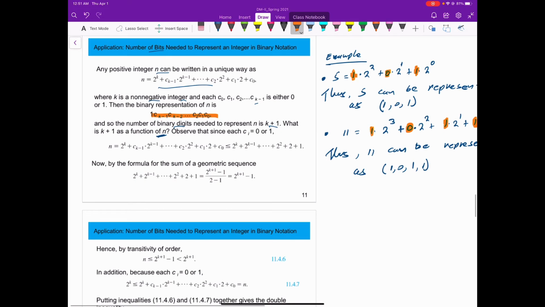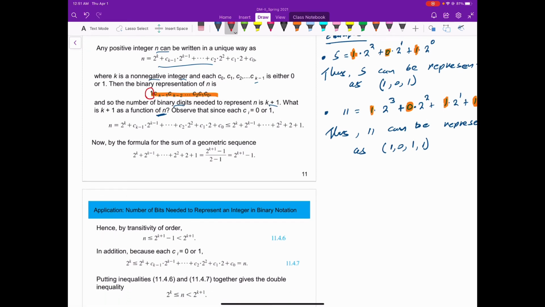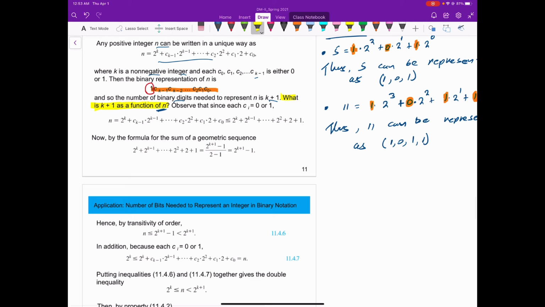Okay, for the first one, we always keep 1 here. Here we always keep 1 for the first digit. We keep 1 for the first digit and then we change the rest accordingly. All right. So now the question is this. And the question is, what is k plus 1 as a function of n? All right. So that is what we're gonna find here.